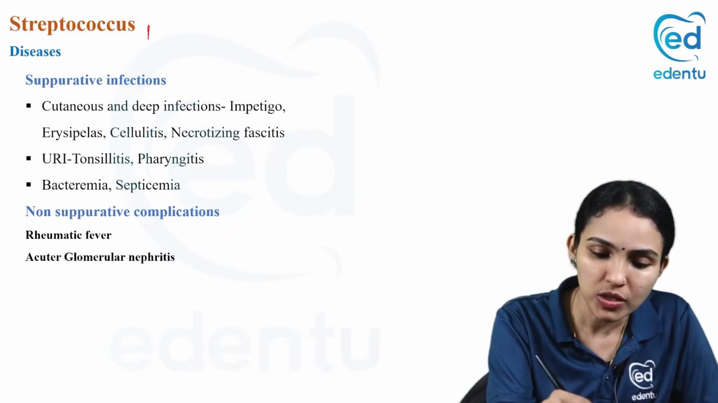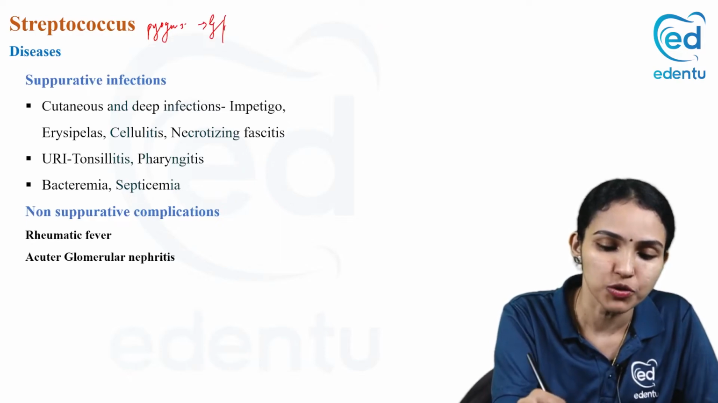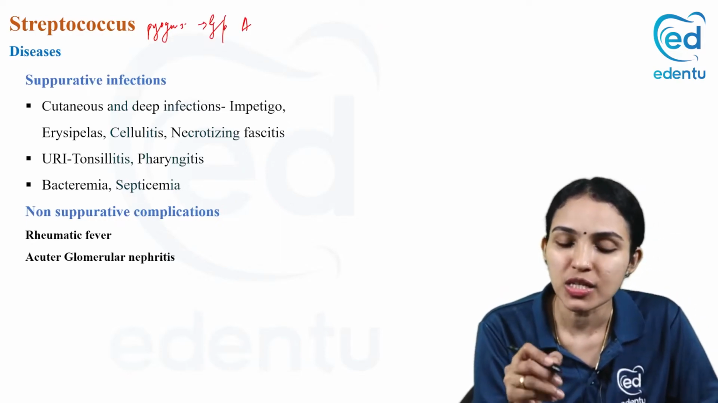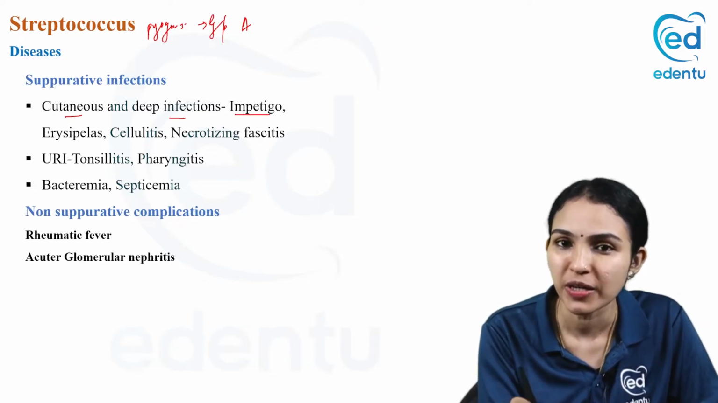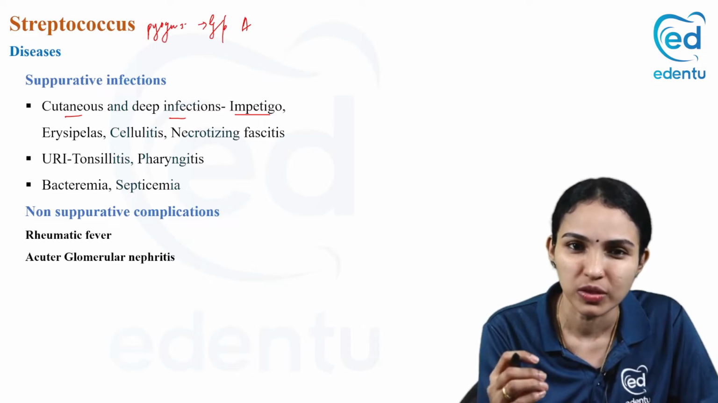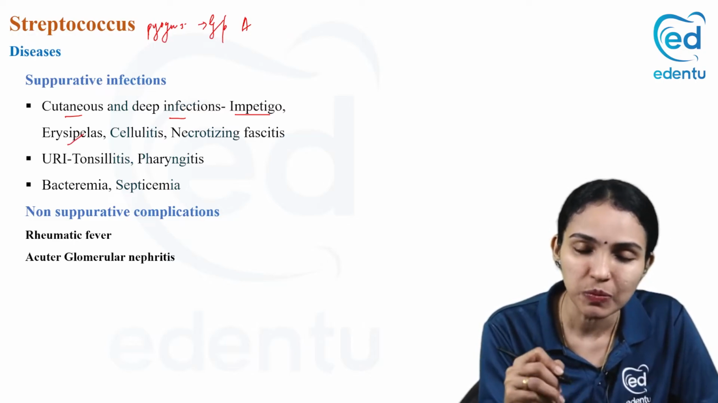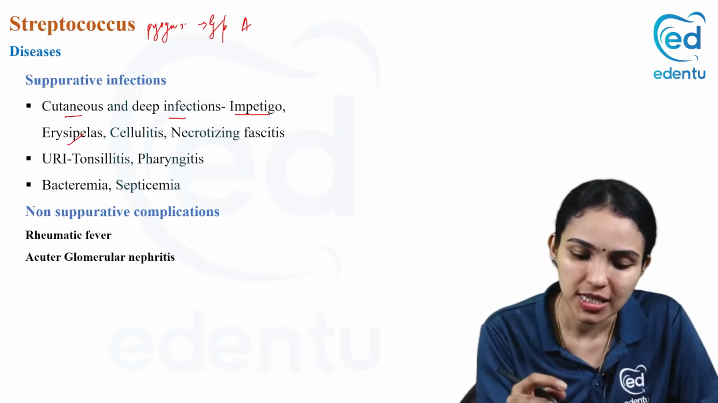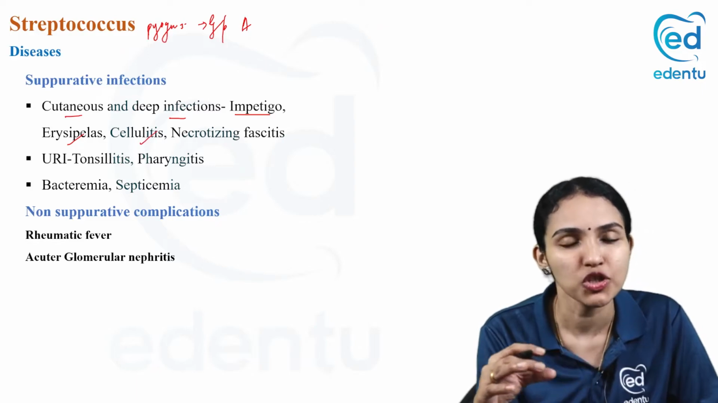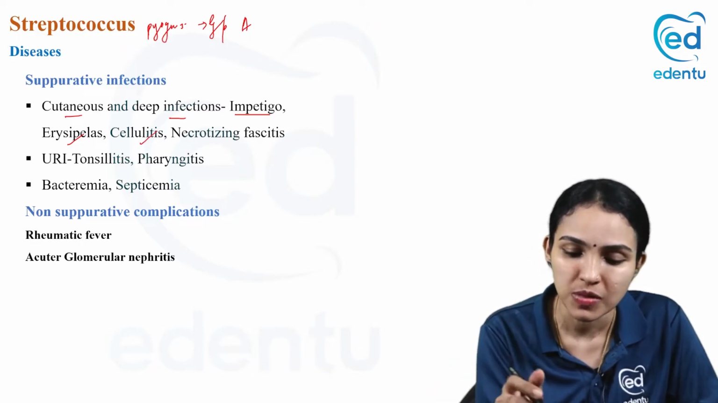So we are talking about Streptococcus pyogenes. Please remember, I'm repeating it, this is group A Streptococci. So it can cause skin infections and deep infections. So what are the skin infections? It can produce impetigo. It will be crusted lesions over the skin, especially seen in small children. And erysipelas is a localized form of cellulitis, which is commonly seen over the face. Cellulitis means inflammation of the skin and the subcutaneous tissue. It can affect any part, particularly over the limbs.